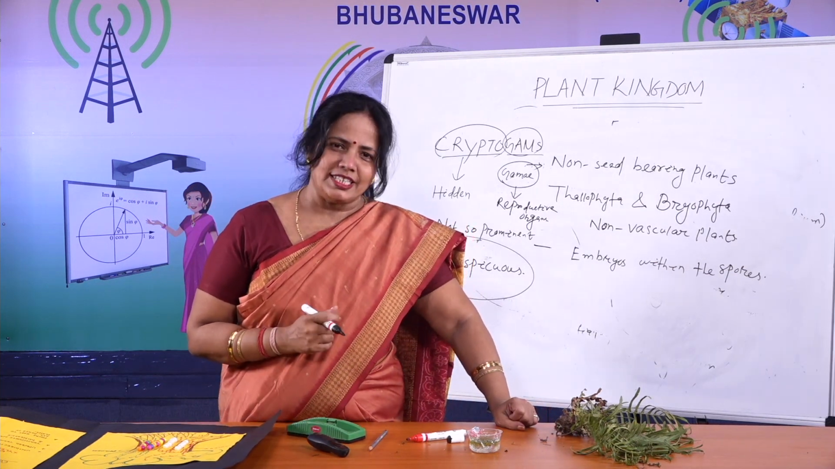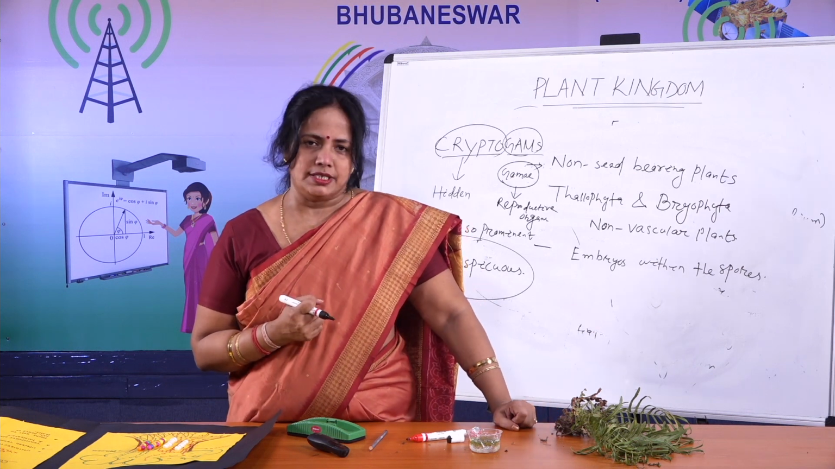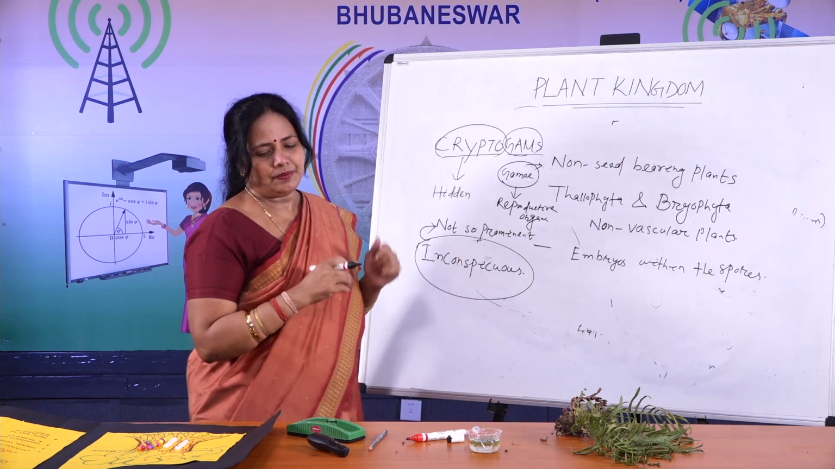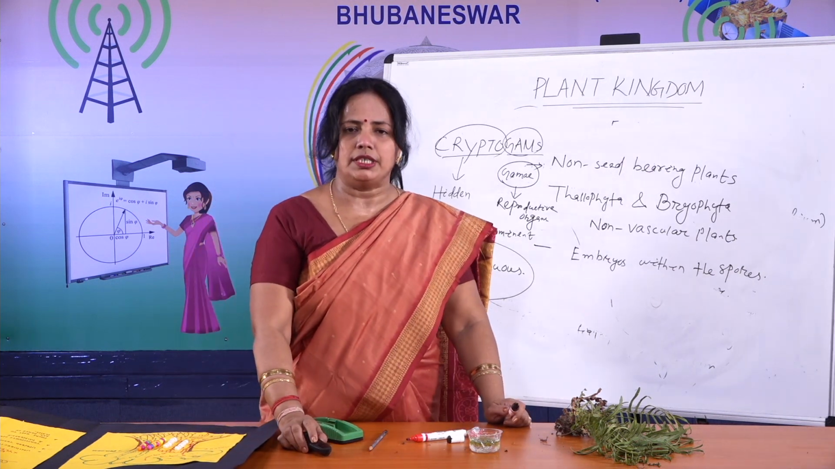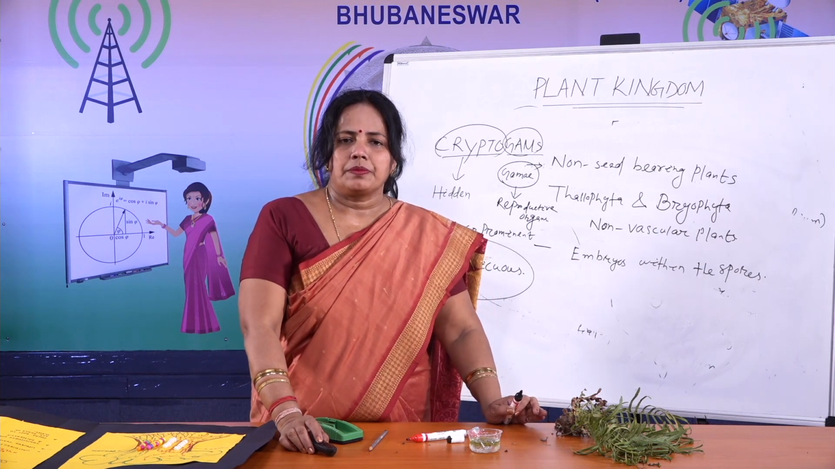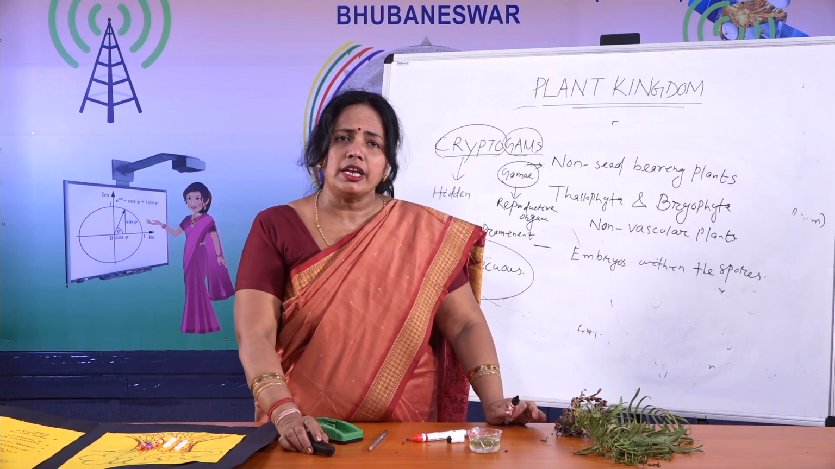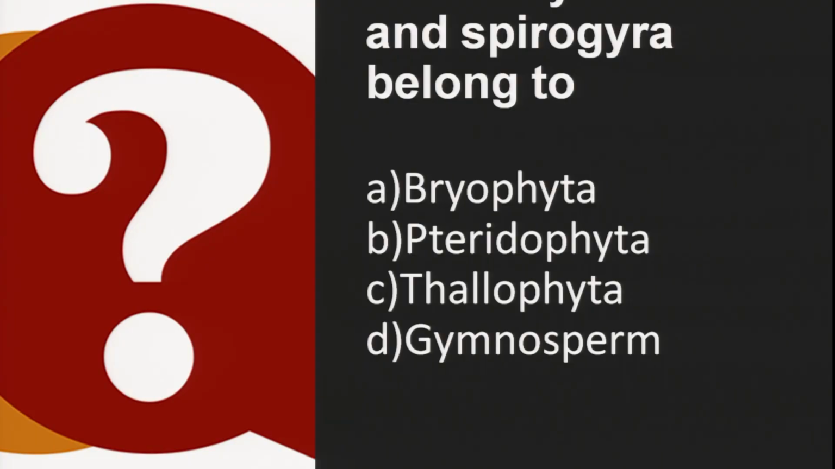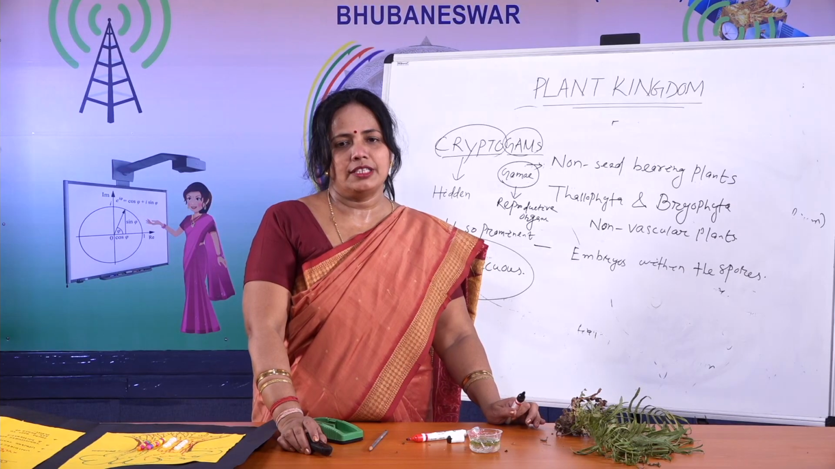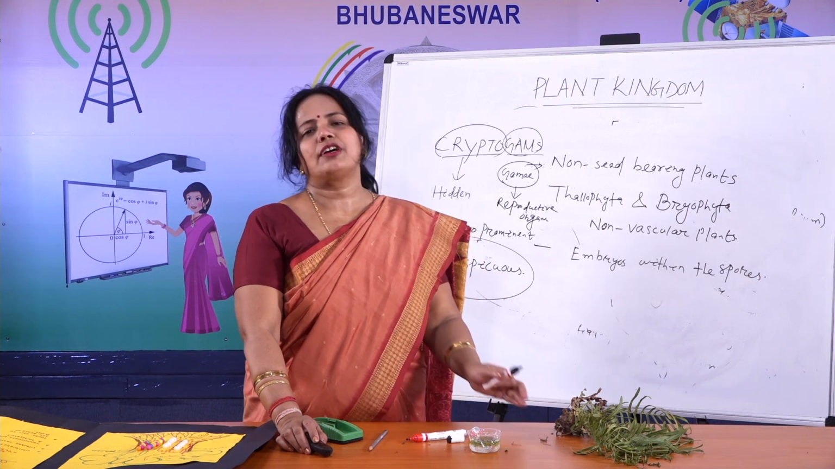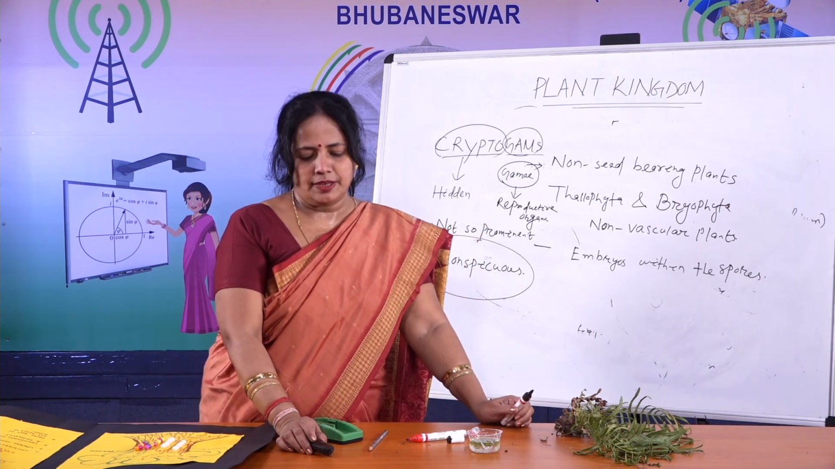So, let's taste what we have learnt, right? I am going to ask you a few questions. So, it's quiz time. Now, the first question. All of you ready? Spirogyra and Cladophora belong to, options are Bryophyta, Pteridophyta, Thallophyta, Gymnosperm. It's a very easy question. I hope all of you can answer. Yes, the correct answer is Thallophyta.